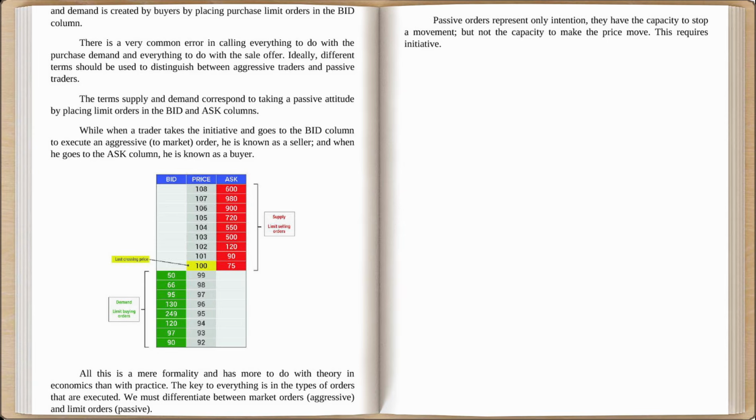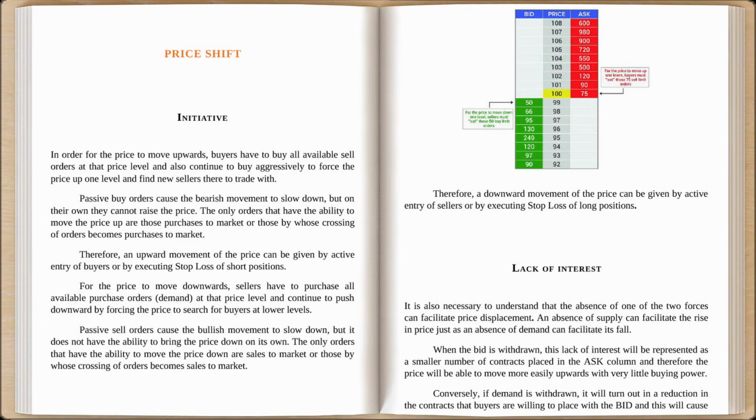The key to everything is in the types of orders that are executed. We must differentiate between aggressive market orders and passive limit orders. Passive orders represent only intention. They have the capacity to stop a movement, but not the capacity to make the price move. This requires initiative, price shift initiative.